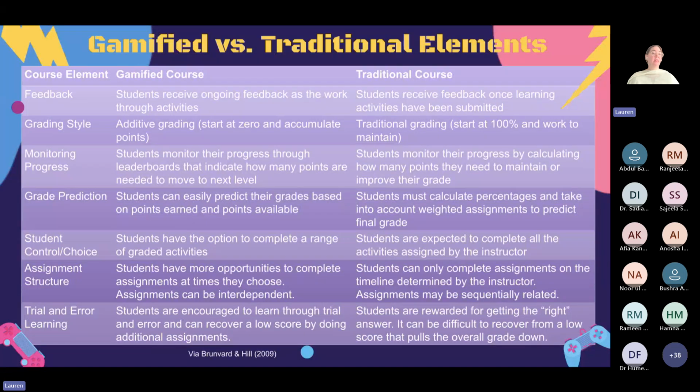So these are all elements of gamified courses. You don't need to use all of them to still gamify your course. So these are more like suggestions or guidelines, but of course we have our own parameters that we're working in. Air University has its own particular grading system, and so some things like grade prediction may not be possible.